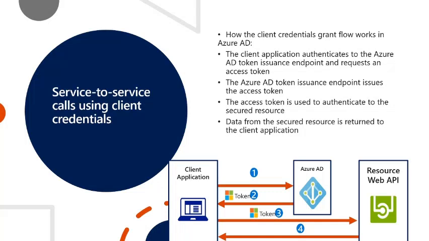In here, the first step, the client application authenticates to Azure AD token issuance endpoint and requests an access token, and then the Azure AD token issuance endpoint issues the access token. Then the access token is used to authenticate the secured resource, and the data from the secured resource is returned to the client application. So this is service to service calls.